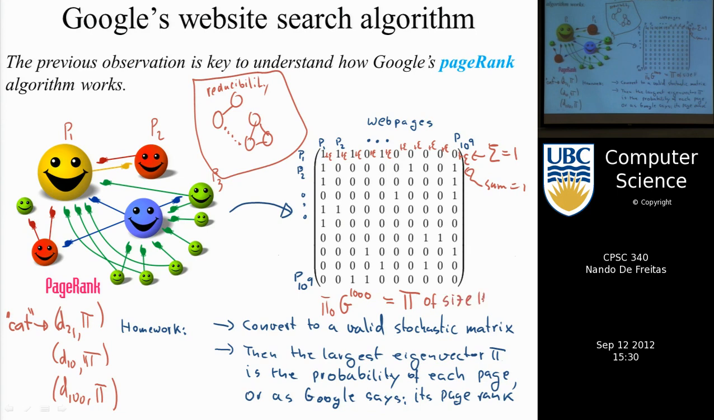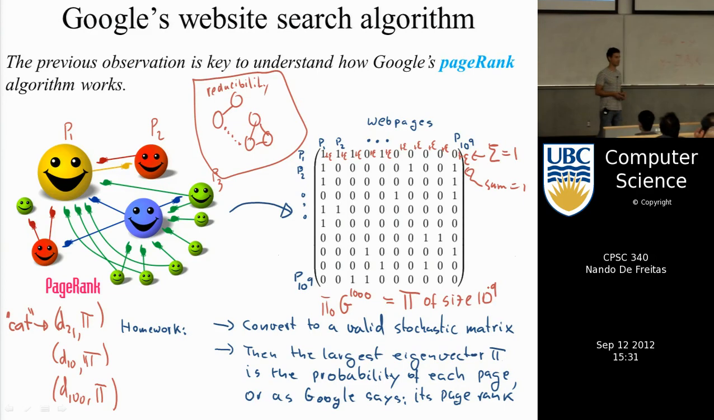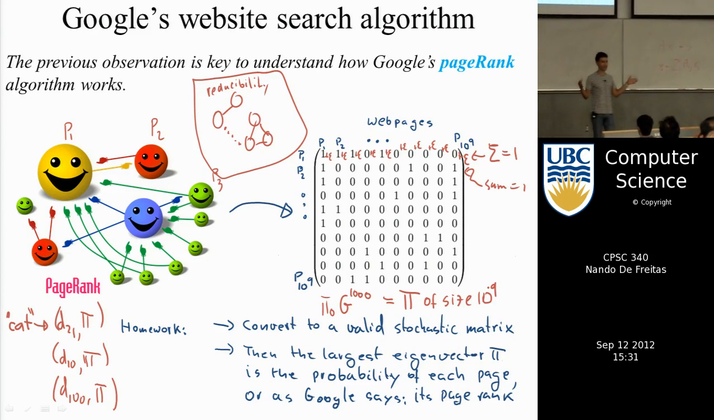That vector pi has 10 to the 9 entries. Okay, let's say that it has 10 to the 9 entries. Now, each entry gives you the importance of each document. So the vector pi tells you the importance of each document. So now I look for all documents where the word cat appears. Okay? So it's just a filtering operation. Only the documents that contain the word cat. And I order those by pi. So it's independent of the query. You only need to compute a page rank once.